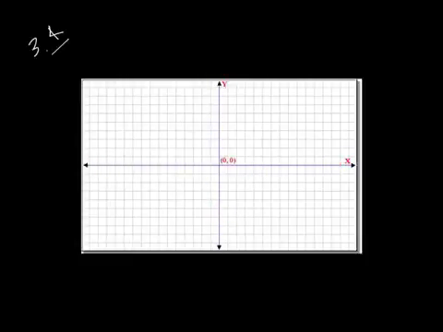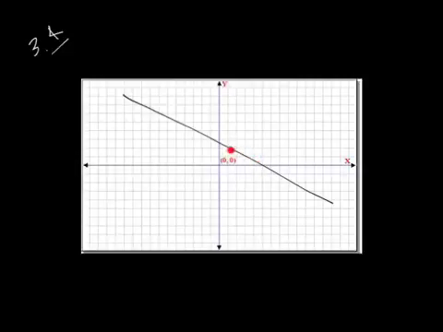So if a line goes from left to right, and it does that, it crosses the y-axis here and the x-axis here. Those are intercepts. Those are where they intercept or cross those lines. So we have a y-intercept, and we have an x-intercept.